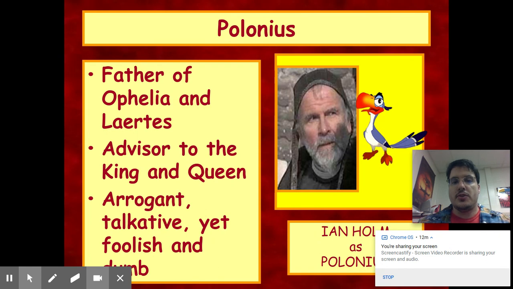Polonius, this would be Zazu in The Lion King. This is the king's advisor, the king's trusted advisor. He's kind of a moron. He's one of those types that loves the sound of his own voice and loves to give advice whether you want it or not. He's extremely talkative. He's the type of person where he'll use 500 words when 2 will do.